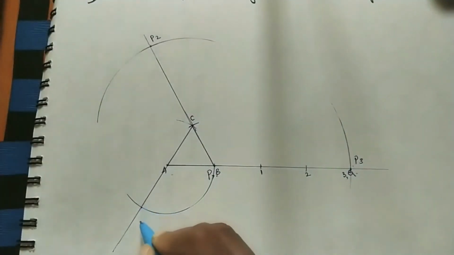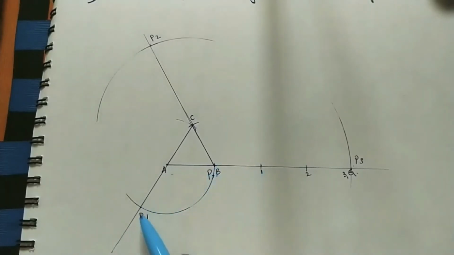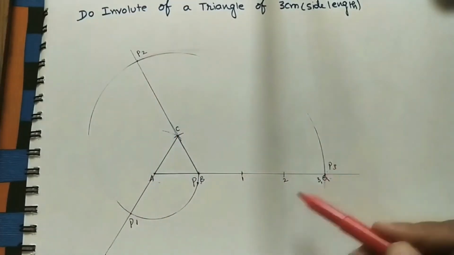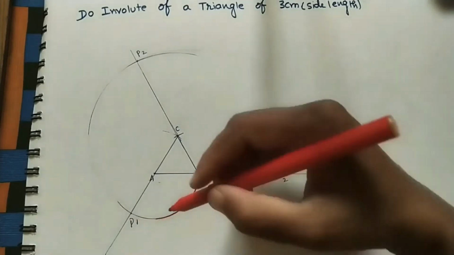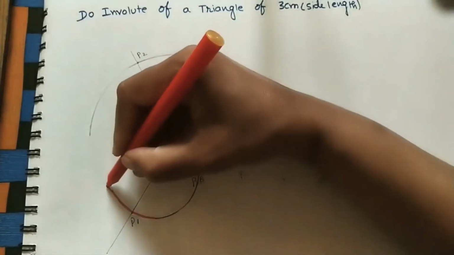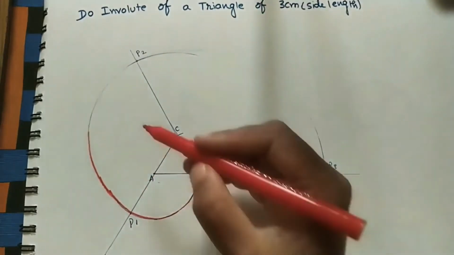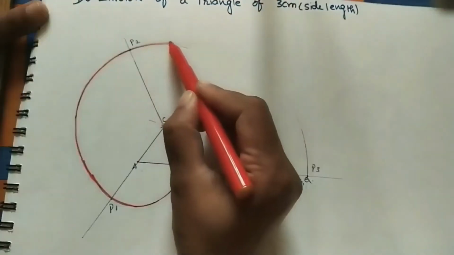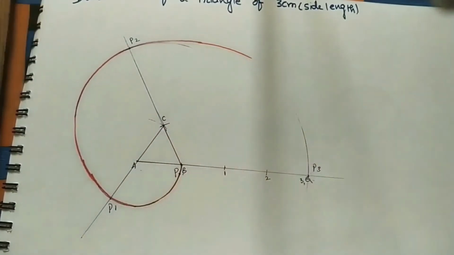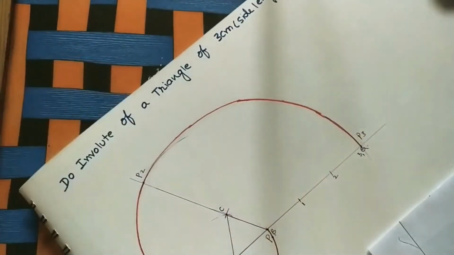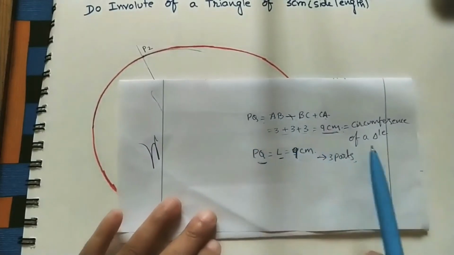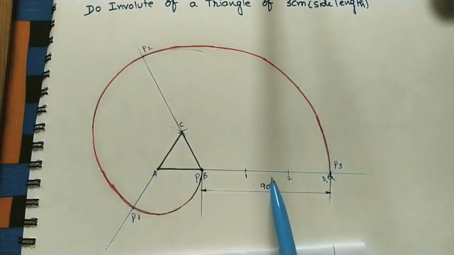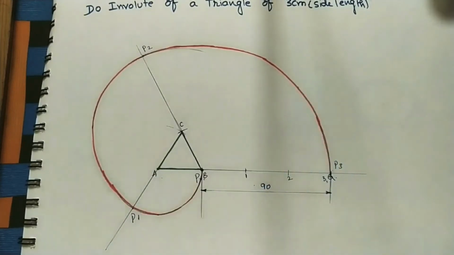Now we freely join the curve through P1, P2, P3. These 3 points we join with a freehand curve in this way. Okay, this is the involute of a triangle, the involute of a triangle shape.